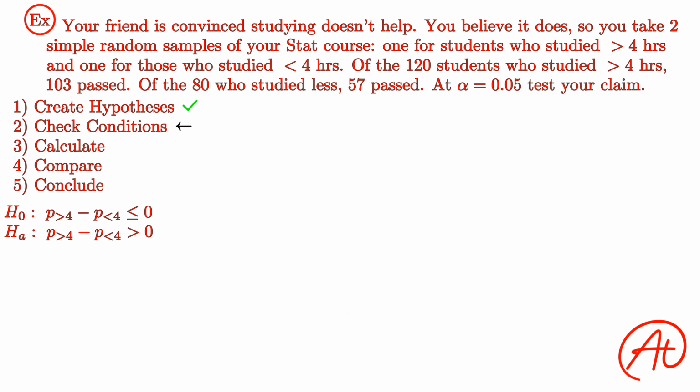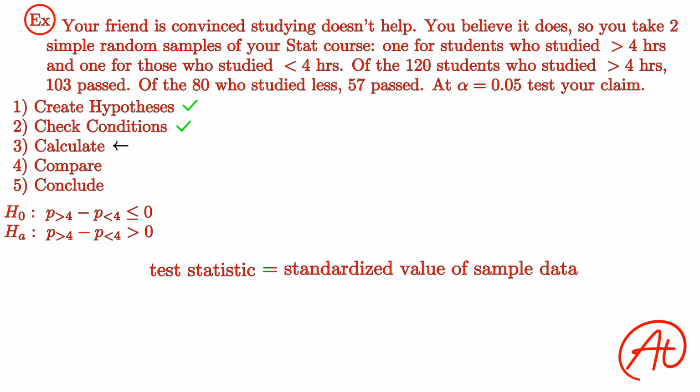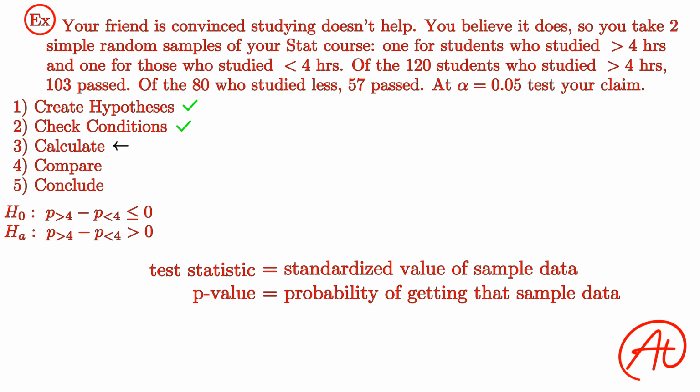Okay, now that our conditions are met, we can move on with the problem and calculate the test statistic and p-value for our samples. As a reminder, the test statistic is just the standardized value associated with our sample data, in our case the difference between our sample proportions, and the p-value represents the probability of getting that difference in our sample proportion if the true difference is indeed 0. Since this is a 2-sample z-test and we're using a normal distribution, our test statistic is a z-statistic.